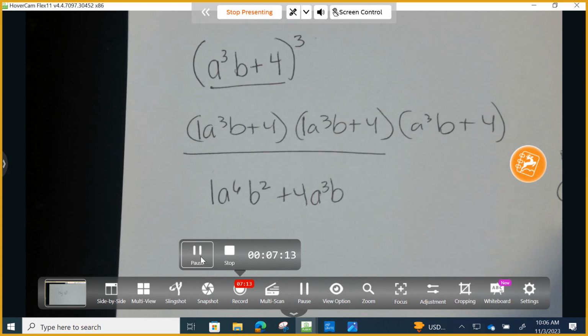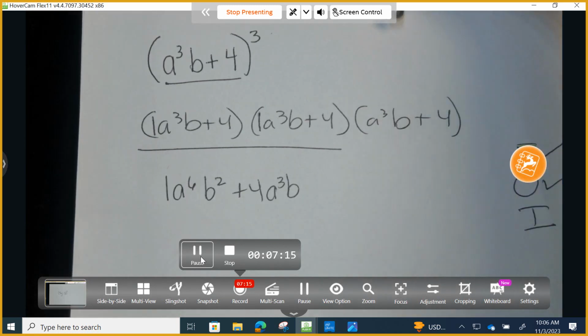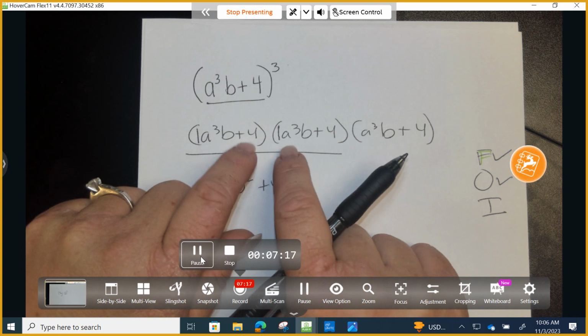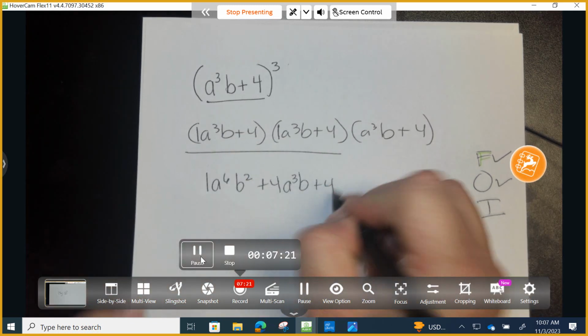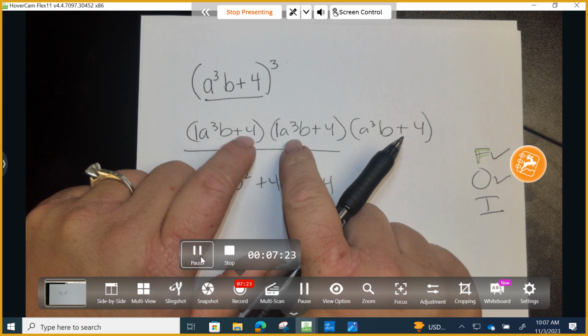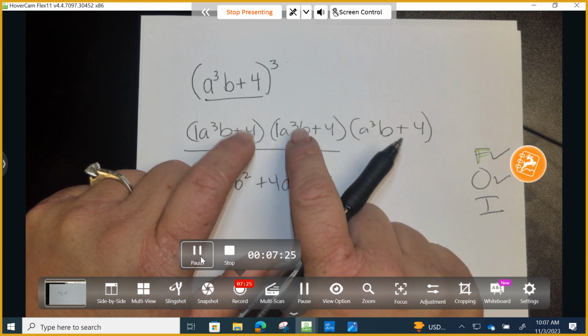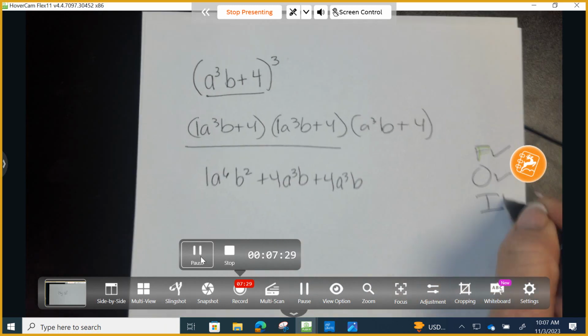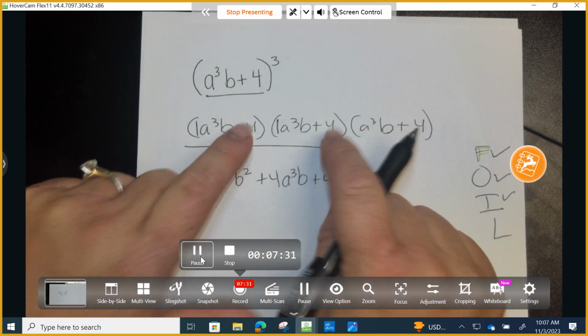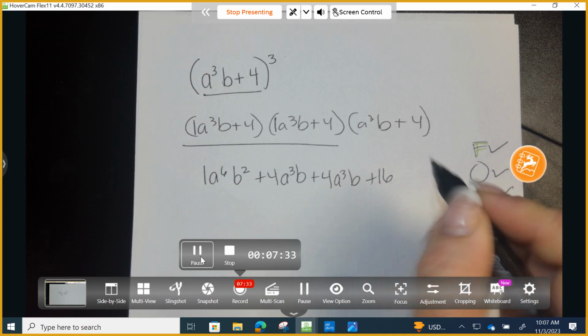I'm now going to do the inside. So my insides are going to be this inside 4, positive 4, and 1. Positive 4 times 1 is 4. And then I look at the variables. It's A cubed B. A cubed B. And I go on to last. Positive 4 times positive 4 is 16.